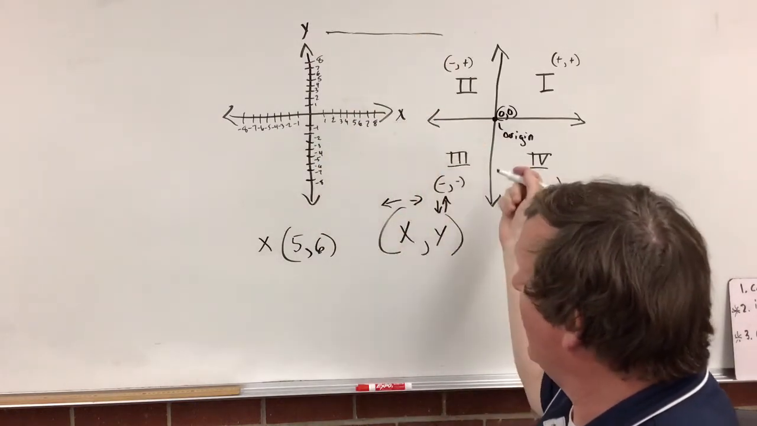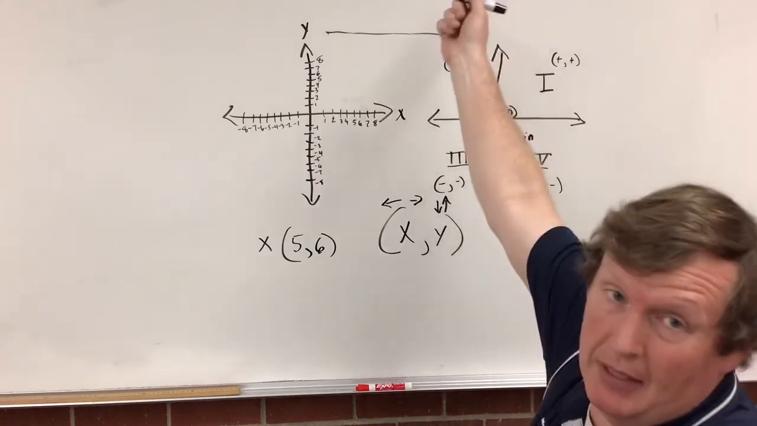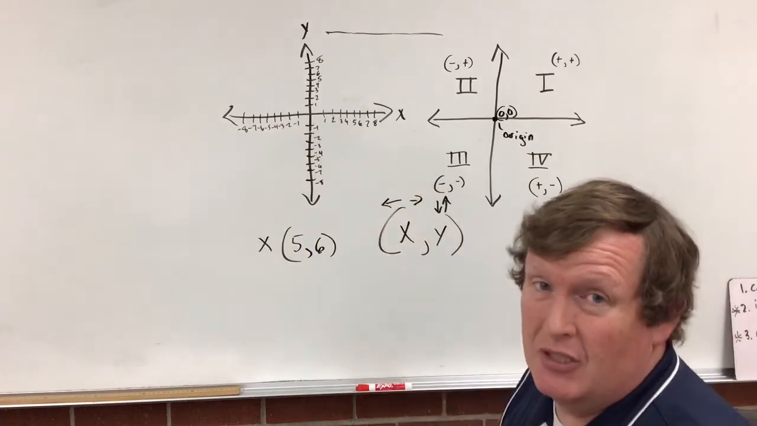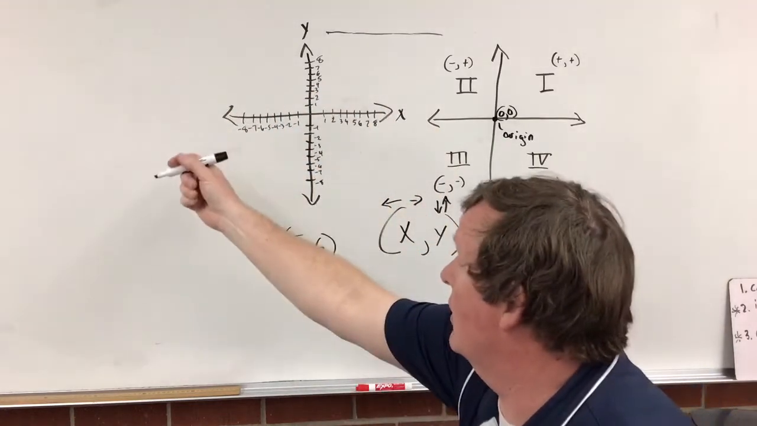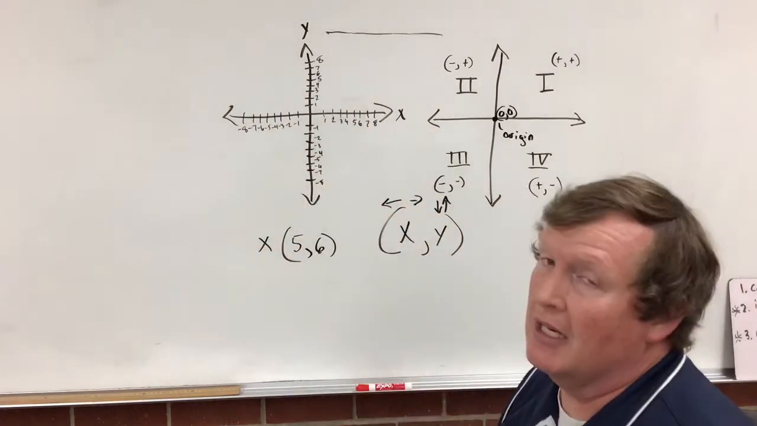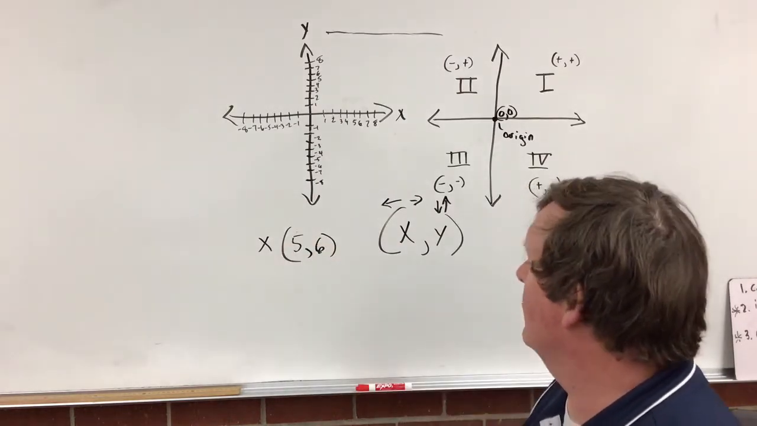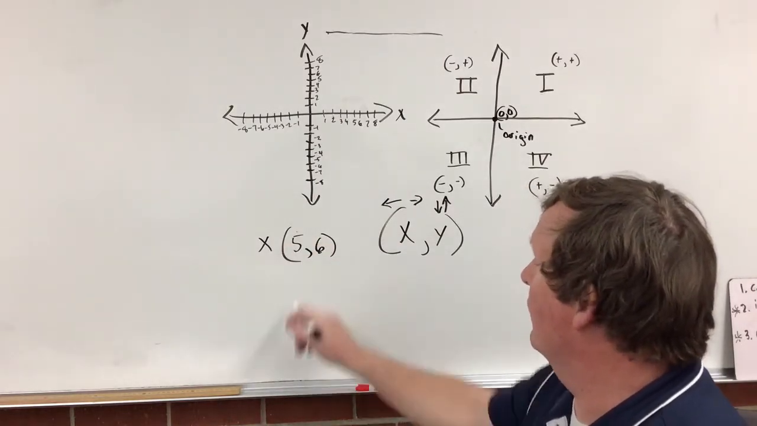If we go to the right, it's positive. If we go up, it's positive. To go negative, you have to go the opposite direction. You have to go left to go negative and down to go negative. So we always start with that first number. I would always start going left or right first.